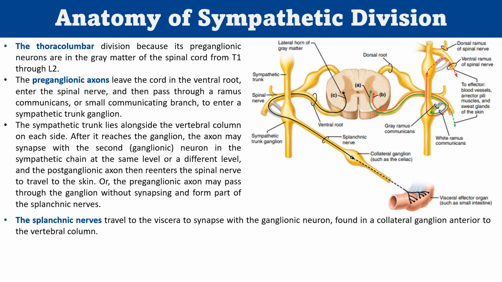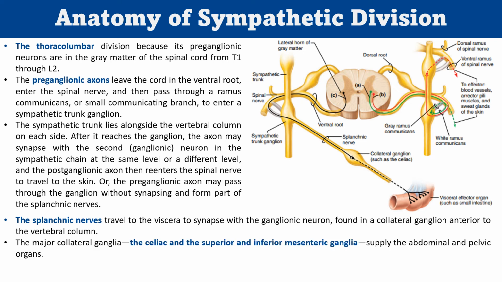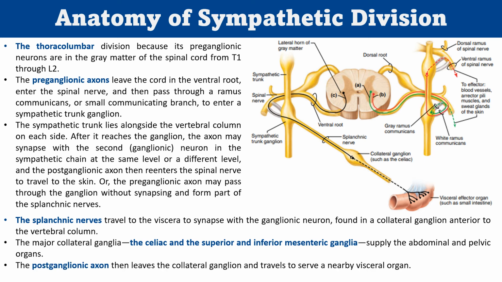The splanchnic nerves travel to the viscera to synapse with ganglionic neurons found in collateral ganglia anterior to the vertebral column. The major collateral ganglia, the celiac and superior and inferior mesenteric ganglia, supply the abdominal and pelvic organs. The postganglionic axon then leaves the collateral ganglion and travels to serve a nearby visceral organ.